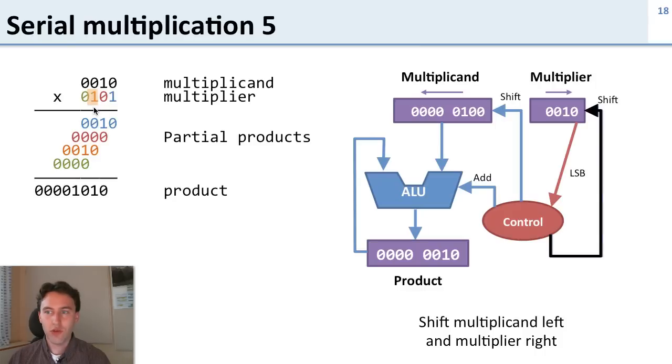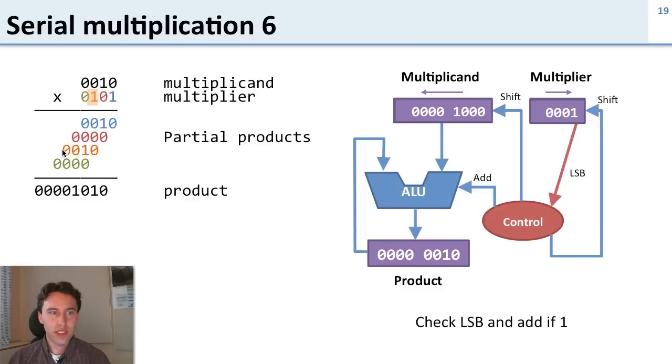Now we move over to the next bit, and to do that, we're going to shift our multiplier over. So we shift our multiplier over, and we shift our multiplicand over because now we need to line up moving one step further over here. We go ahead and check the least significant bit so that we know if this should be all zeros or if we should multiply by 1. The least significant bit is 1, so we go ahead and add in that value, and now we've got our next partial product added in.